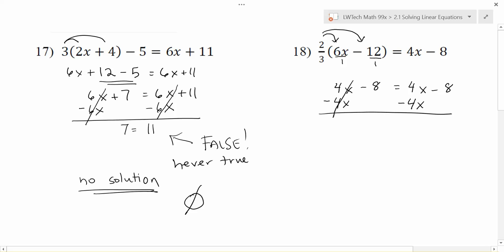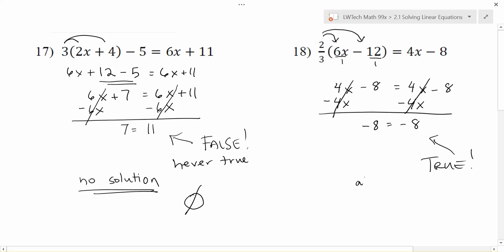When I minus 4x here, it goes away, and I'm left with negative 8. On the other side, when I minus 4x, same thing happens here. It went away, but this time I'm left with negative 8 on the right-hand side as well. Now, in this case, negative 8 is equal to negative 8. This is true. What that means, when the x's drop out of the equation as part of the solving process, and what I'm left with is no variables but a true equation, that means it doesn't matter what x was, it's always going to work.